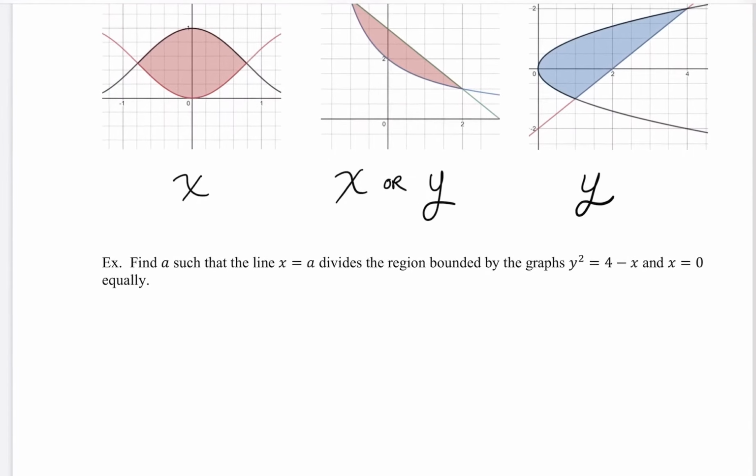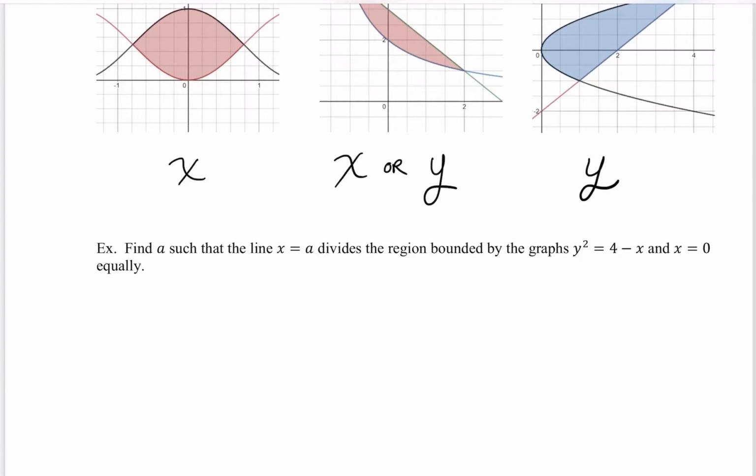All right, one last example, and we'll set it up and see which way makes more natural sense to us. It says we are supposed to find a value of a such that the vertical line x equals a divides the region bound by the graphs y squared equals 4 minus x and x equals 0. So that is my y-axis, x equals 0, the vertical line there.